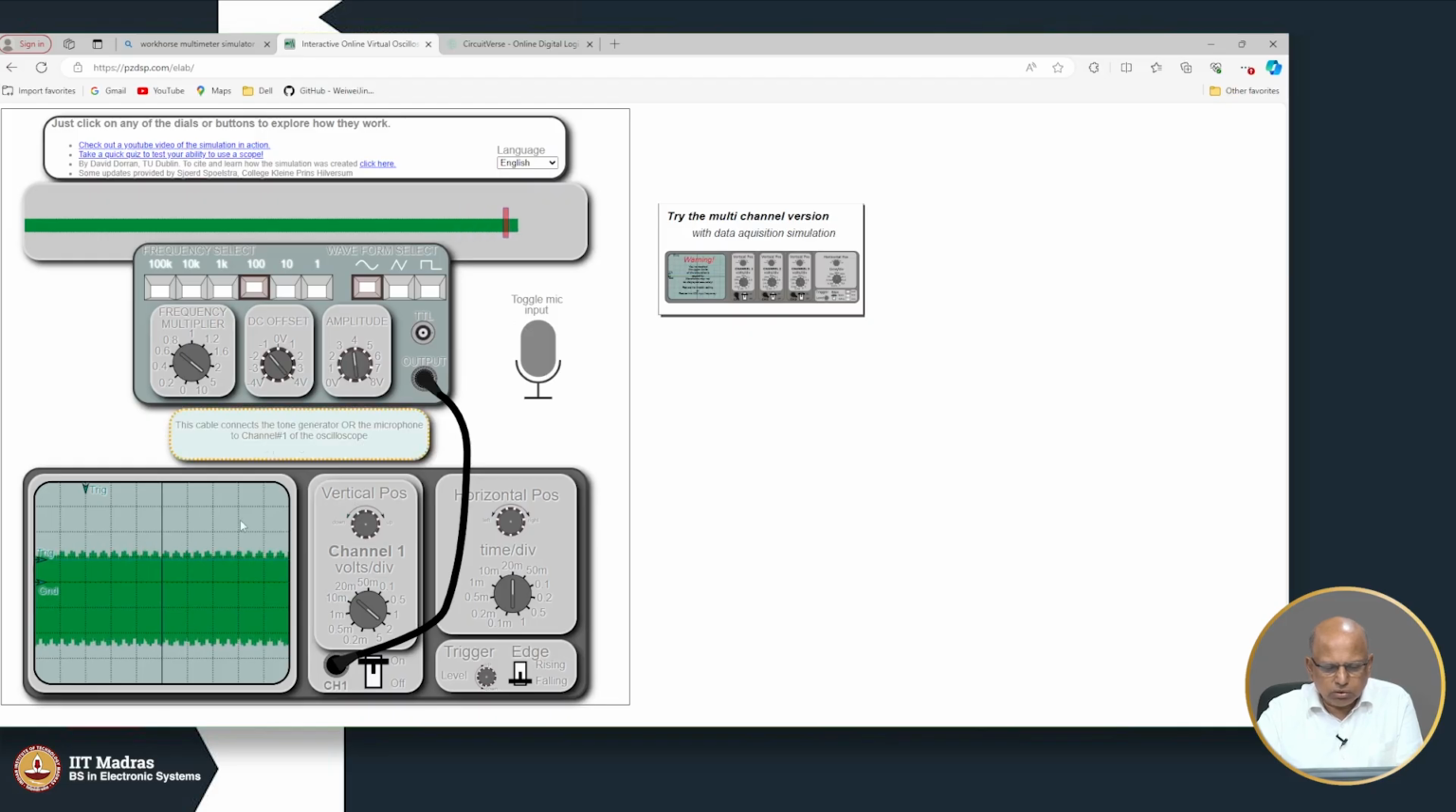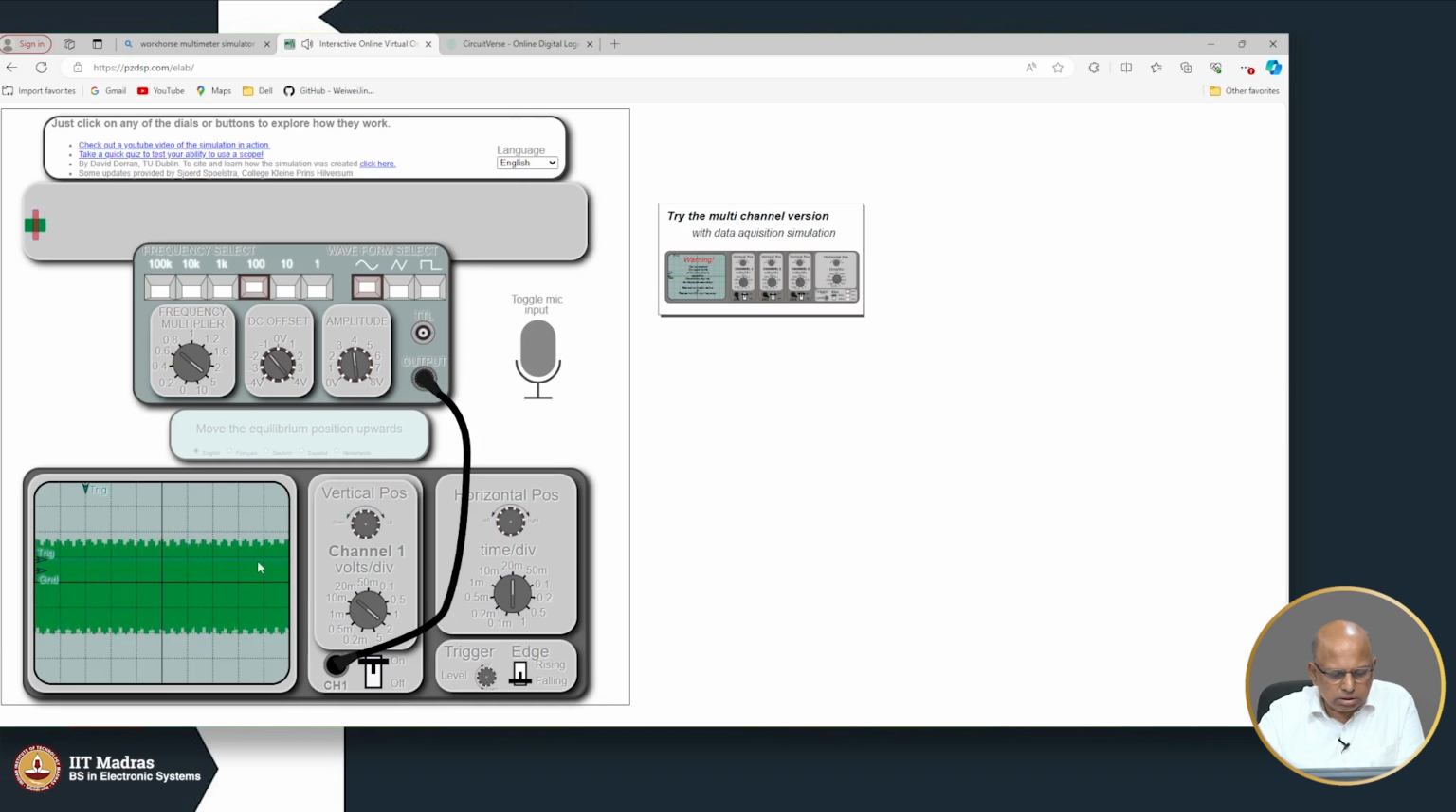Now, this is the oscilloscope. This is the signal generator, this is the oscilloscope, this is what you are seeing on the screen of the oscilloscope. You can use this control to position your waveform. This is called vertical positioning. You can use this to change this amplitude. Right now it is set to 2 volts per division.